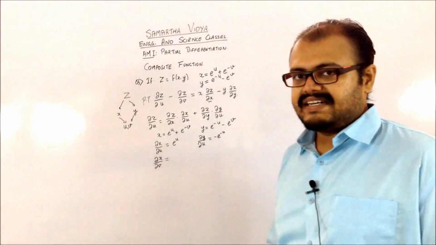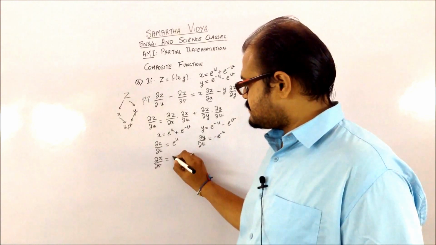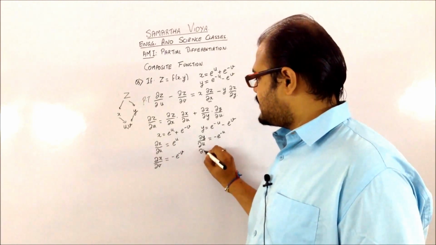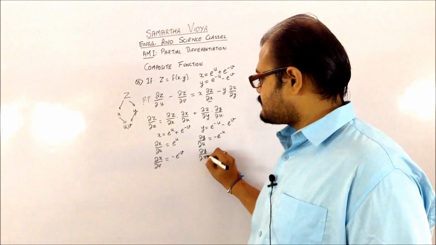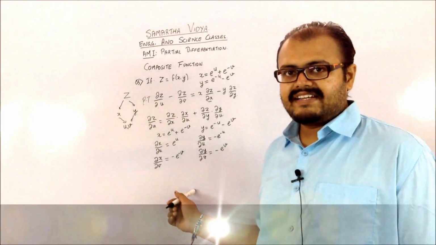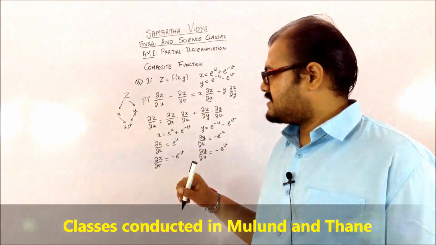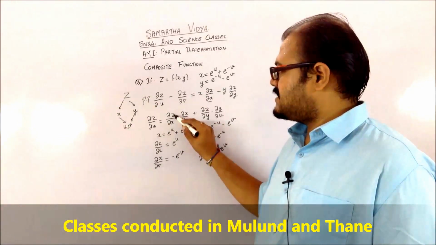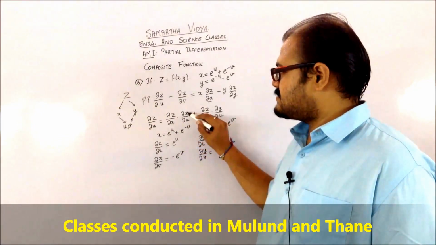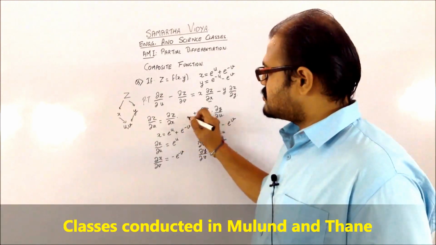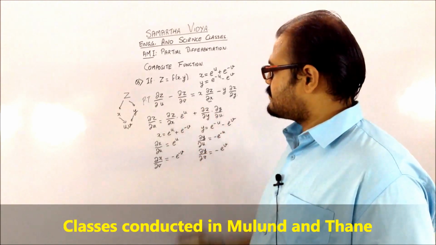So your del x by del v is equal to minus e raised to minus v, and your del y by del v is equal to minus e raised to v. After finding these terms, you will just be substituting in this. So your del z by del u is going to be equal to del z by del x into del x by del u, which we have already found out to be e raised to u. So let us write this term.